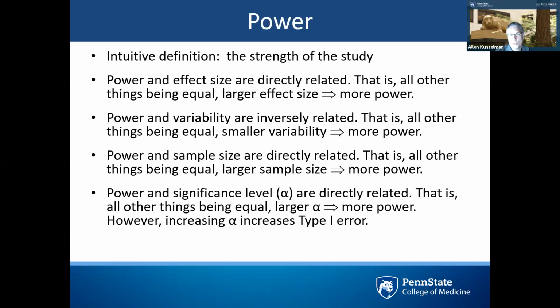So this leads us into power. So what is the power? The intuitive definition is just the strength of your study. And power and effect size are directly related. With all other things being equal, the larger the effect size, the more power you're going to have. Similarly, the smaller the variability you have, the more power you have. The larger the sample size you have, the more power you have. And the more type 1 error you're willing to accept, the more power you have. However, it's pretty rare to see type 1 error go much higher than 0.05. Occasionally you'll see it be like 10%, but you never see something like 50% type 1 error. It would be rejected immediately.